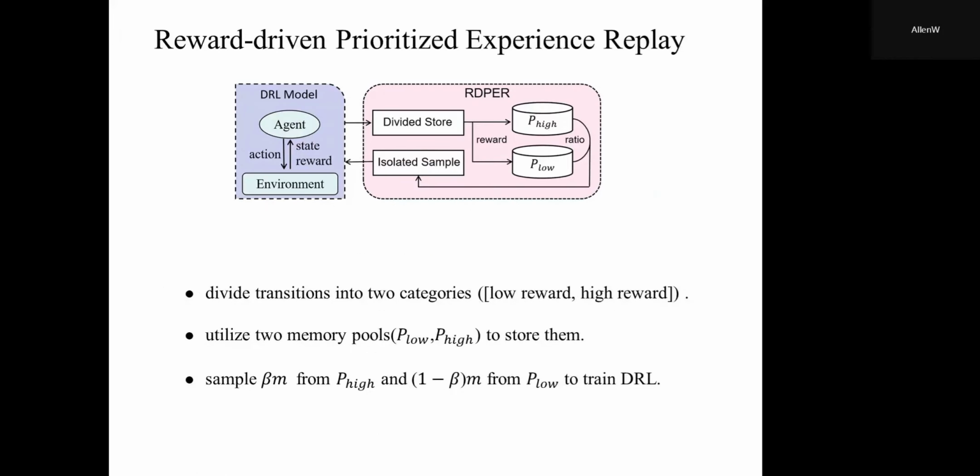So we propose RDPER, a reward-driven prioritized experience replay. We first divide transitions into two categories, low reward and high reward, and utilize two memory pools, P low and P high, to store them. When training starts, we sample a specific number of transitions from the two memory pools to train the agent.